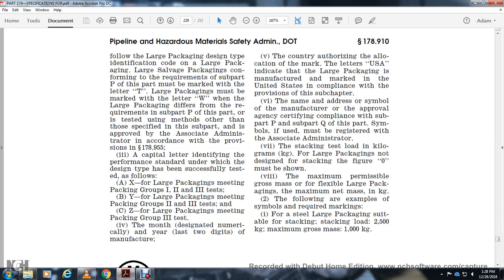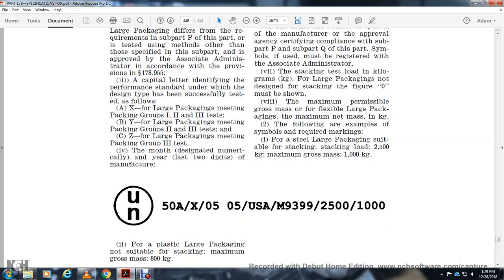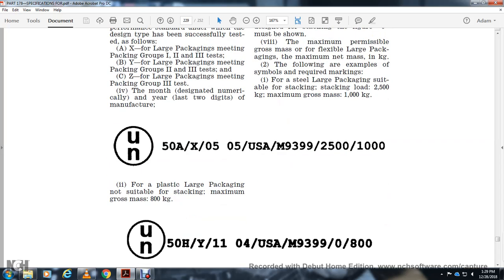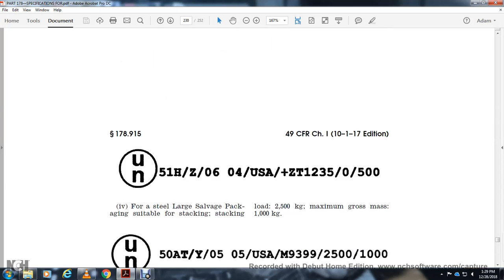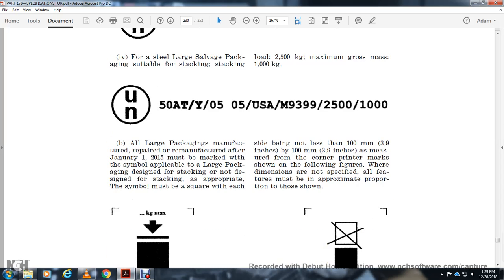Maximum permissible gross mass, or for flexible large packaging, maximum net mass in kilograms. The following are examples of the required marks: for steel large packaging suitable for stacking, with a stacking load of 2,500 kilograms and maximum gross weight of 1,000 kilograms; for plastic large packaging not suitable for stacking, maximum gross weight 8 kilograms; for large packaging not suitable for stacking, maximum gross 500 kilograms; for steel large packaging for solids suitable for stacking, with a load of 250 kilograms, 2,500 kilograms, and maximum gross weight of 1,000 kilograms.